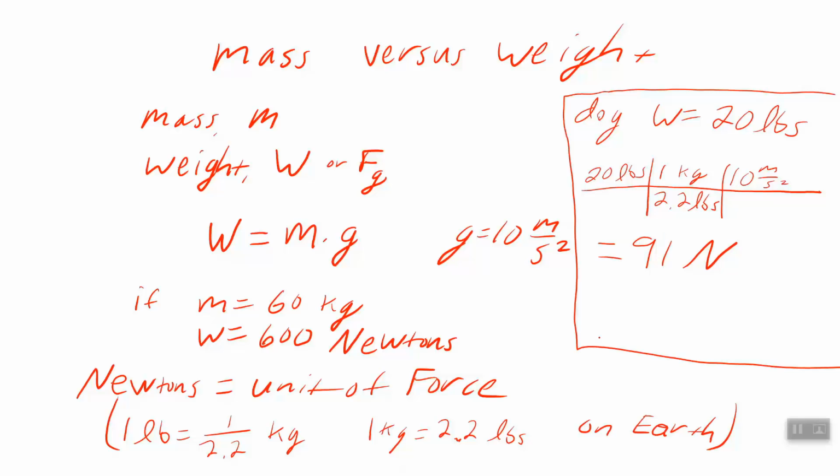So you found your dog's weight in newtons. So 20 pounds is about 90 newtons. Another thing to keep in mind, you don't quite get 5 newtons into a pound. That's a quick and simple tutorial on mass versus weight. They are not the same thing.